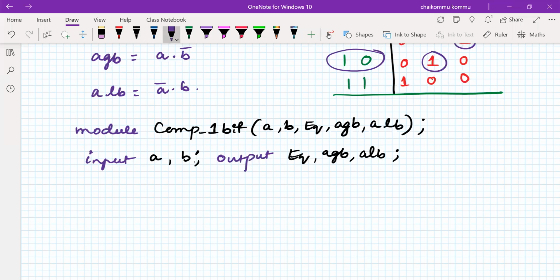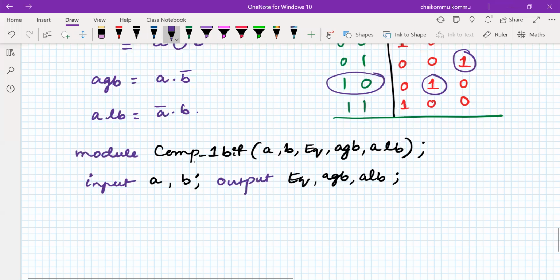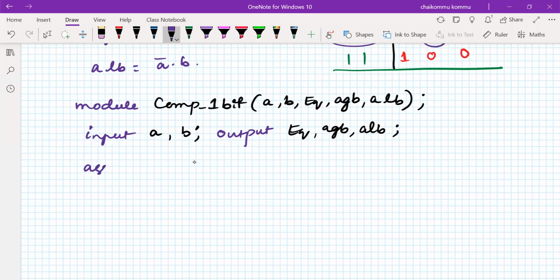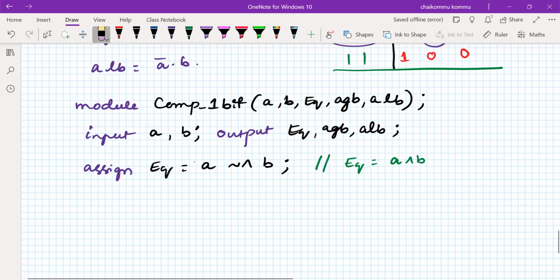Okay. Next, what is the assignment statement for equality? Assign, same names that we have to use, EQ is equal to A XNOR B. Please remember, that is the operator that I have to use. Or otherwise, a better way is EQ is equal to not of A XOR B. If it is not comfortable, you can do it like that. But anyway, that is an exclusive OR operation, XNOR operation.